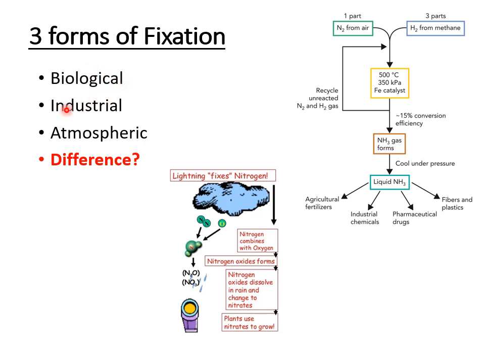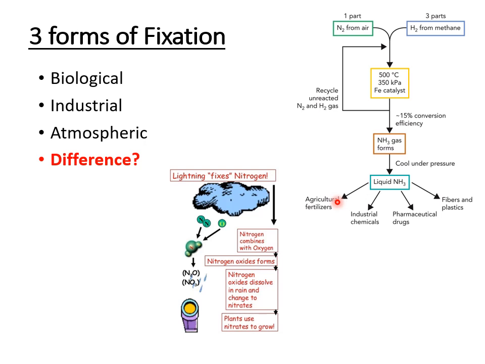The industrial method is then represented over here. That's the Haber process that I mentioned a moment ago. And basically, what you see happening here is 1 part nitrogen is mixed with 3 parts of hydrogen to make a gas that is then cooled and transported as liquid ammonia.